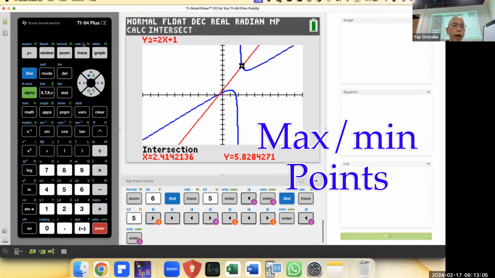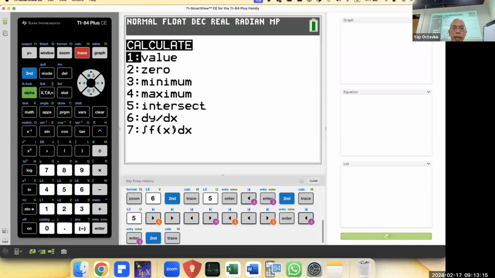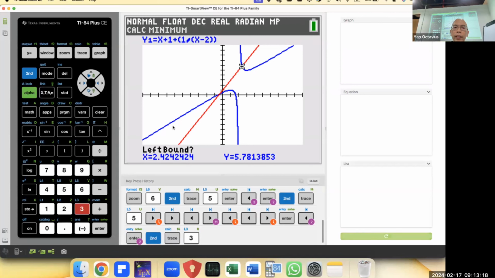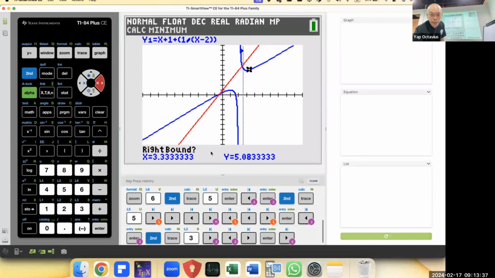So now, second, let's find the minimum point. You see that there's a minimum point and there's a maximum point. Let's go to second, trace, find minimum. Okay, let's find minimum first. So the minimum is near here. You have this thing called left bound, right bound. The left bound must be on the left side of the minimum point. Then you'll see that it draws a line down. Left bound, and then you go to the right bound.